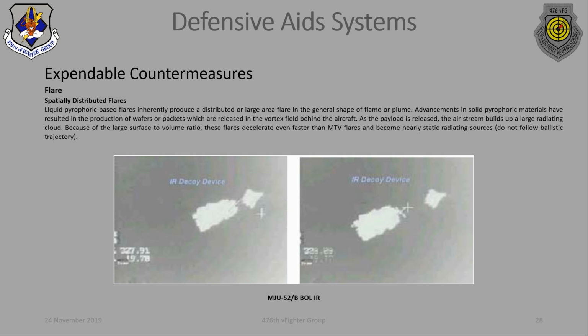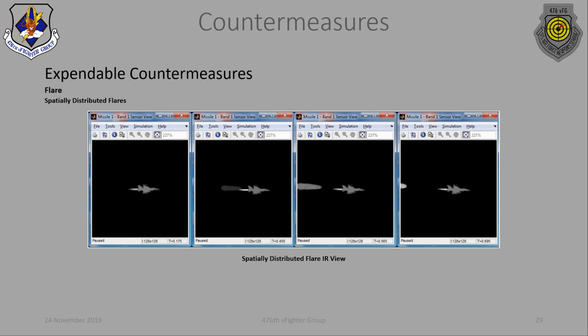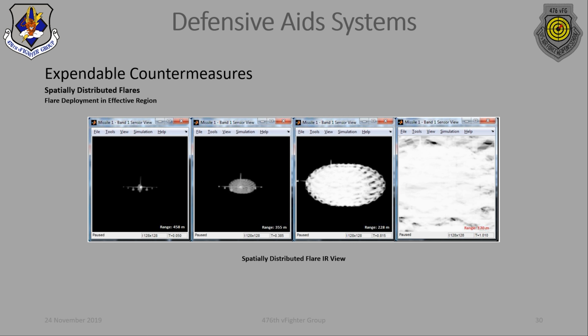Pyrophoric flares, your spatially distributed ones, they're a little bit lighter, so they do slow down quicker. However, they look more like this. It's much more of a bigger plume. So from the point of view of a sensor of a missile, all of a sudden, the aircraft and the flare aren't looking all that different now. It's no longer a point of light, it's much more a blob. So it becomes more difficult for countermeasures to differentiate between the two. And they don't follow a ballistic trajectory, which is the downside of them, really.